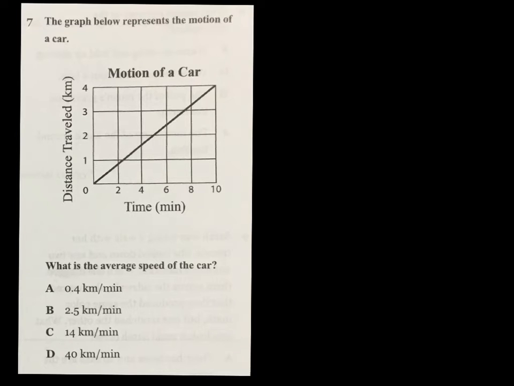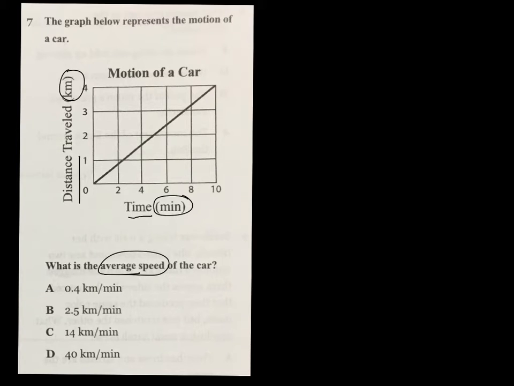Let's go to number 7. The graph below represents the motion of a car. So we have to look at this graph carefully. We have to see what we have here. On this side we have distance in kilometers, and here on the x-axis we have time in minutes. So the question asks, what is the average speed of the car?